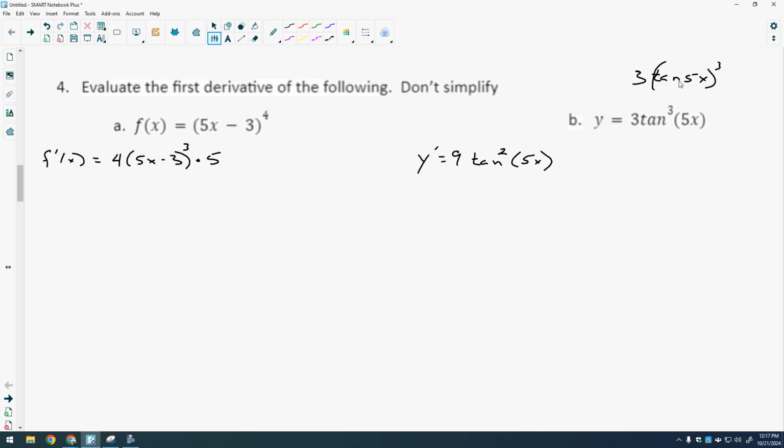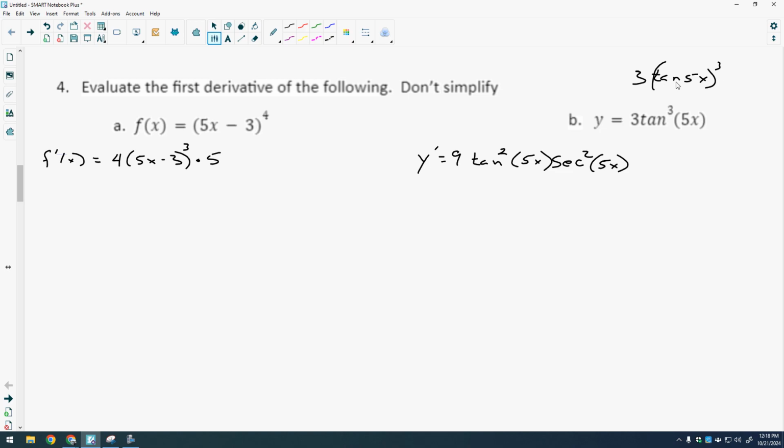This is x raised to the third power. The next most inside function, notice I'm not looking at this, I'm going back to my original function. The next most inside function is tangent. The derivative of tangent is secant squared, leaving the 5x alone. Okay, I've taken care of the exponent.